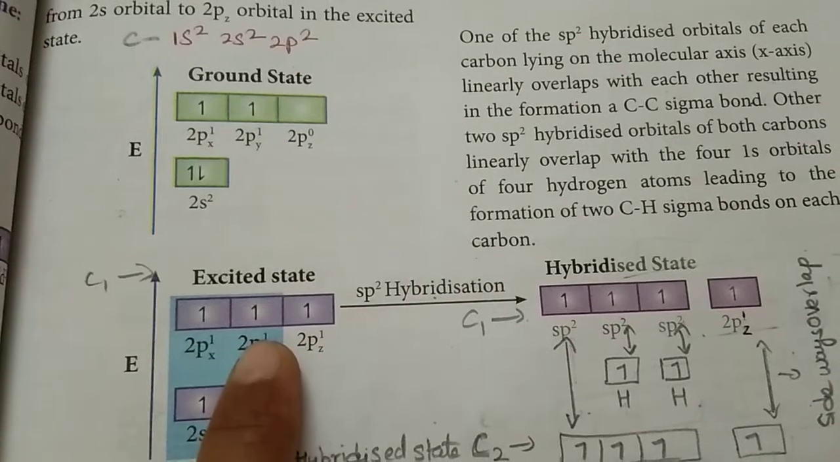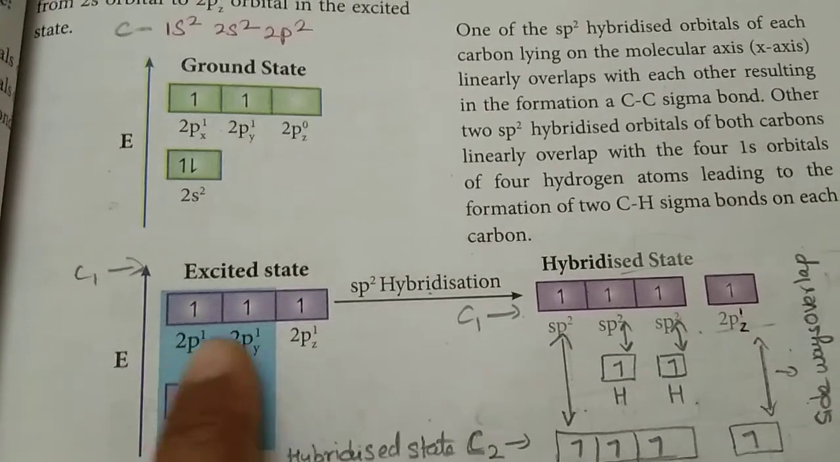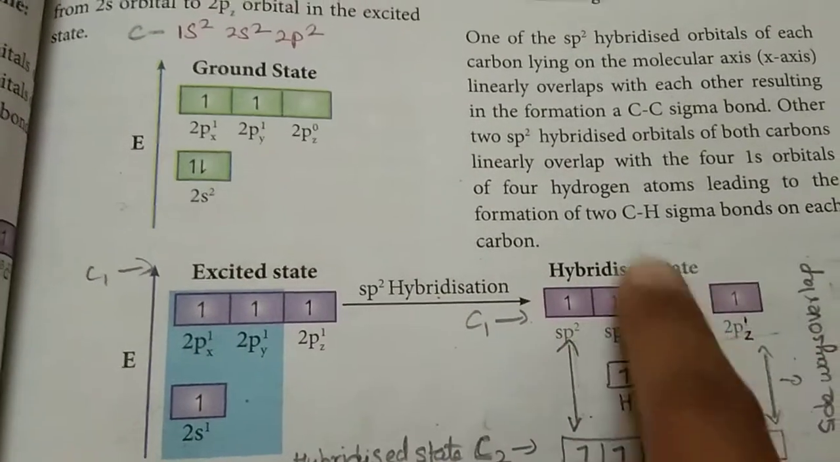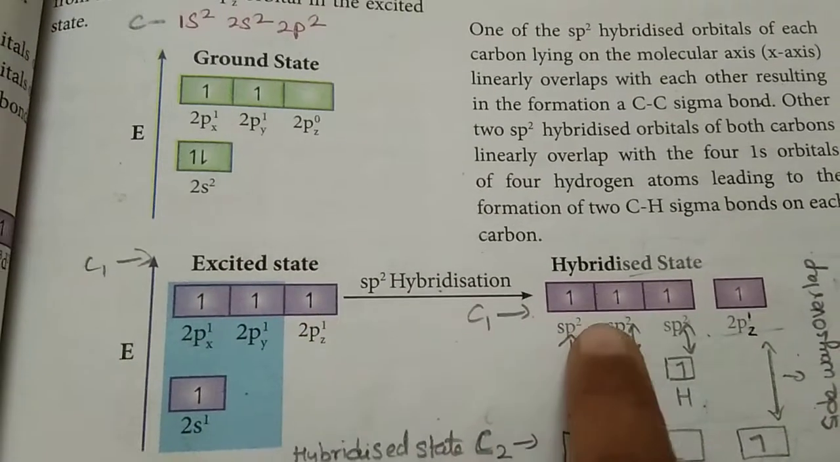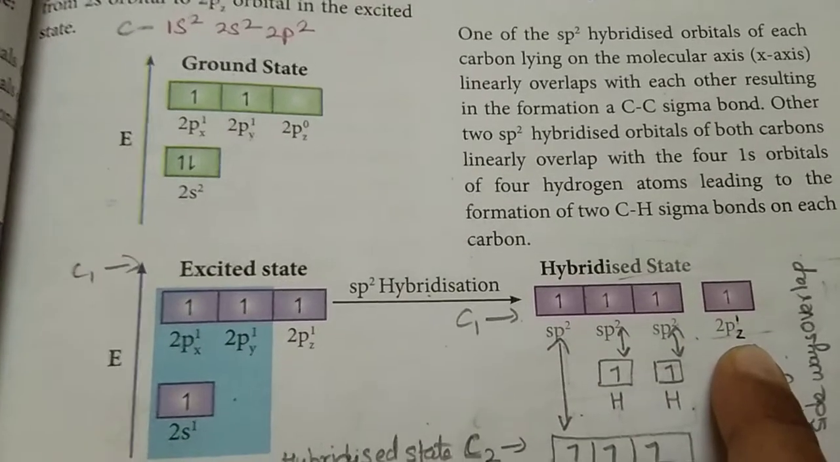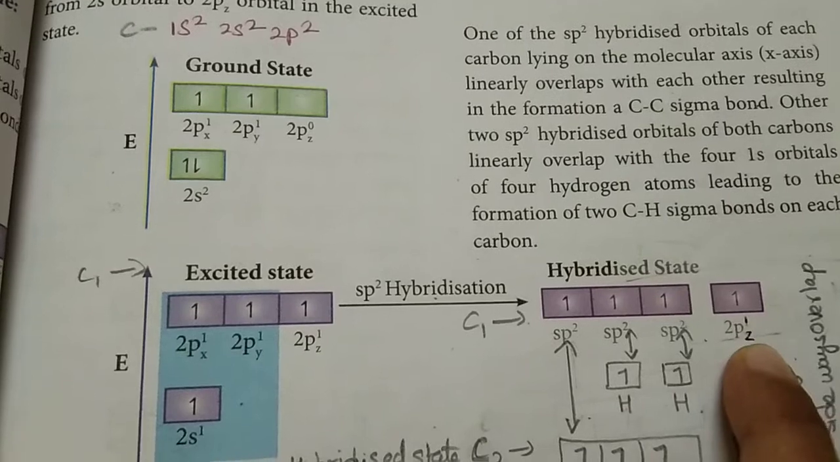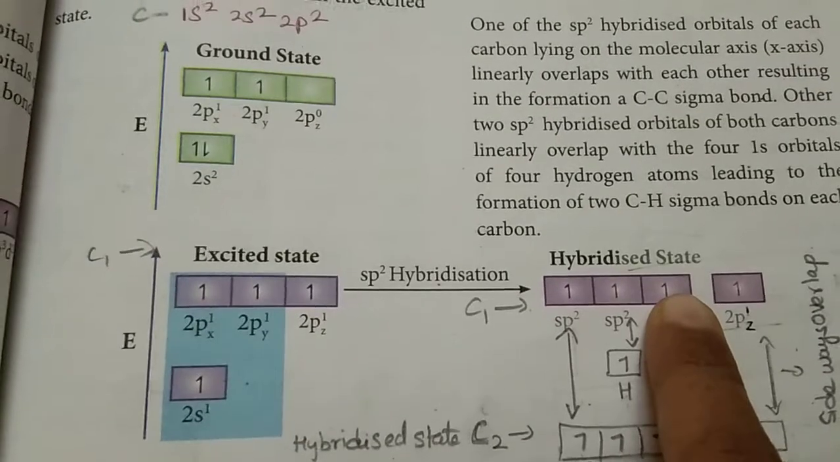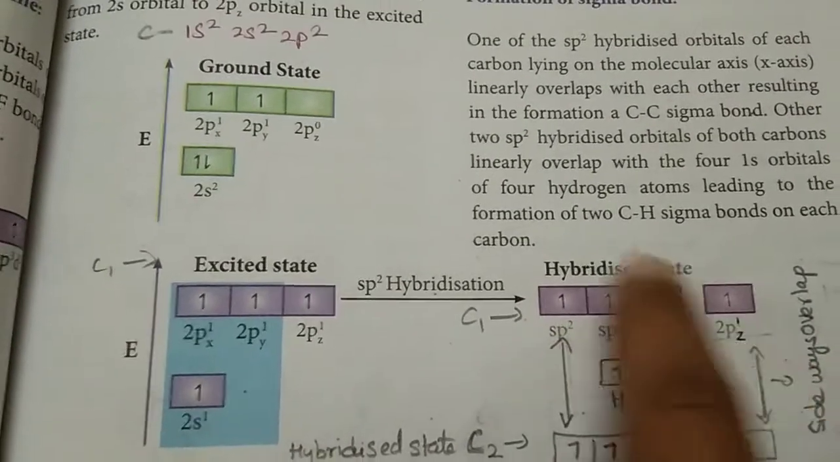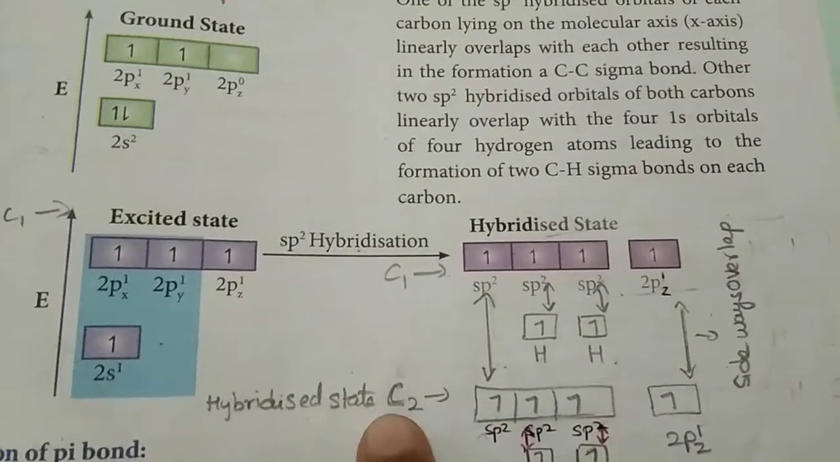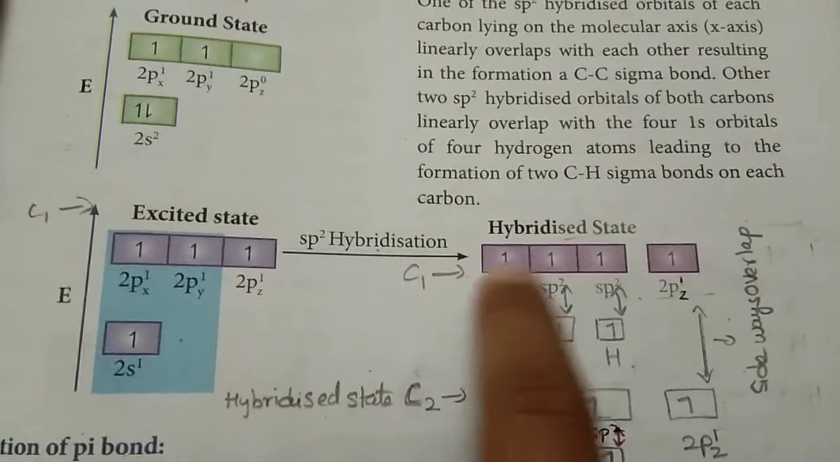So this shows sp2 hybridization, one s and two p. So the hybridized state: 1, 2, 3, sp2, sp2, sp2. This is the unhybridized orbital 2pz. 2pz1 is the unhybridized orbital. These are hybridized orbitals. This is for carbon 1, and this is for carbon 2, the hybridized state of carbon 2 and of carbon 1.